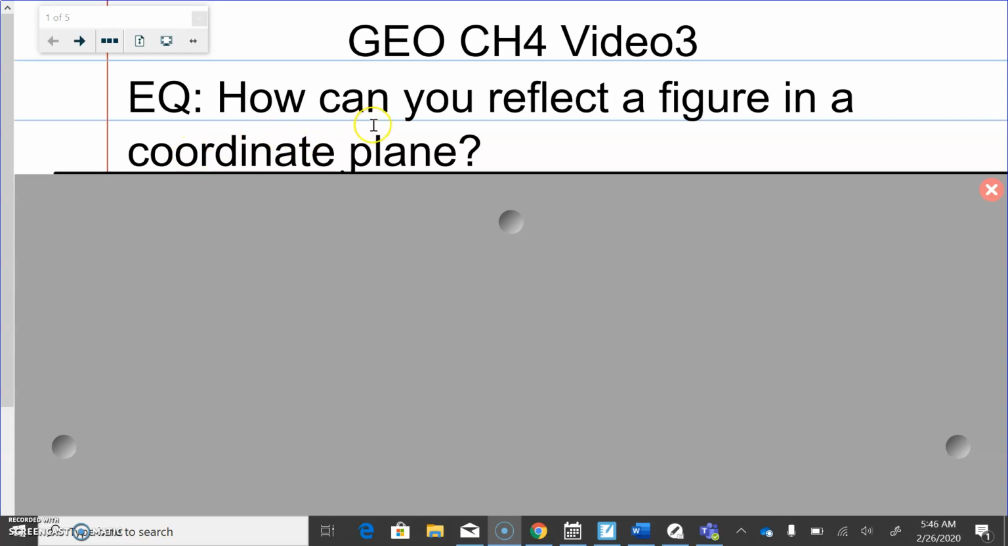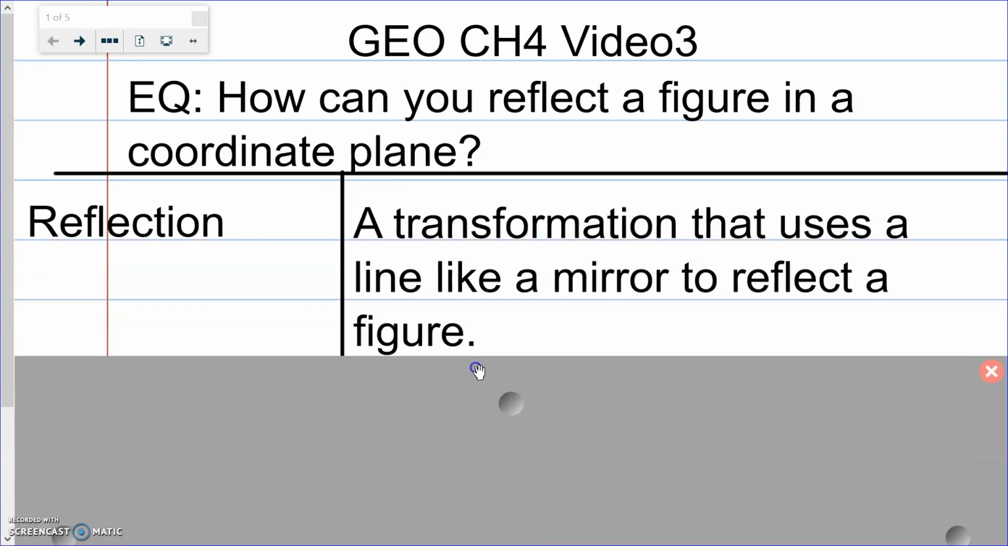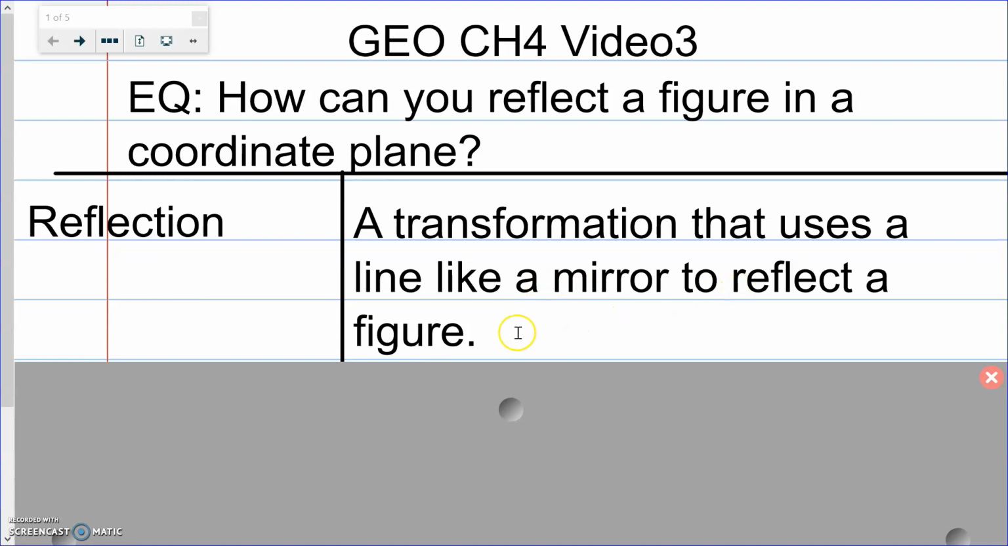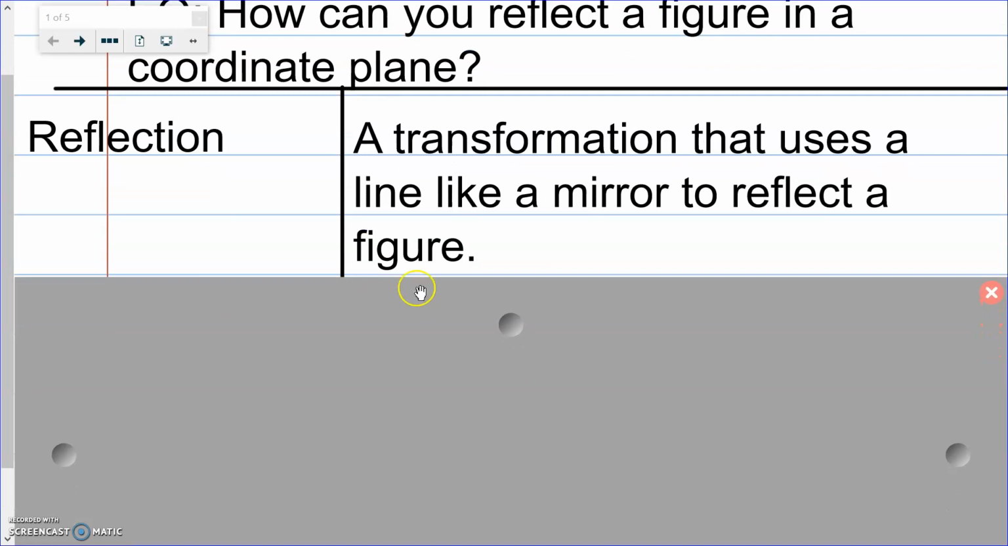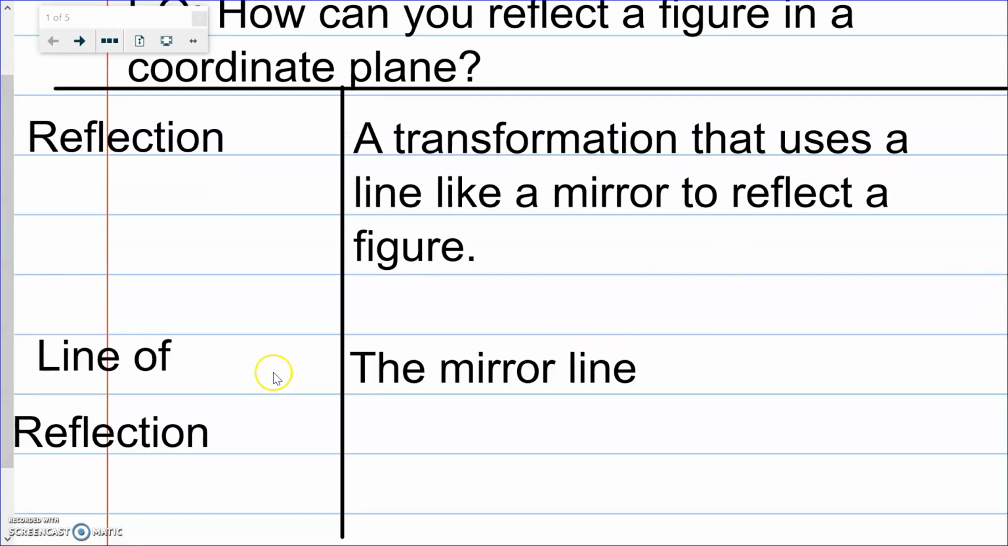Our essential question today is how can you reflect a figure in a coordinate plane? So let's start off with what a reflection is. A reflection is a transformation that uses a line like a mirror to reflect a figure. We'll be maintaining its shape and its distances along each side. The line that we use as a mirror line will be called the line of reflection, and this is what we'll be reflecting across. So let's look at an example.